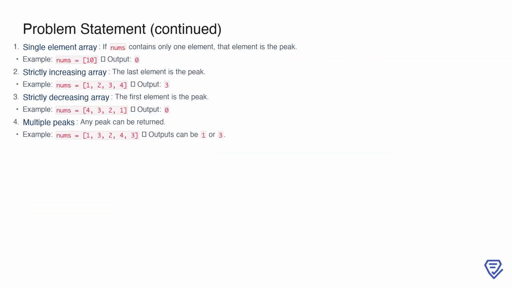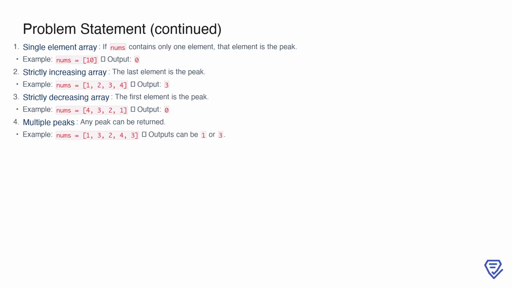There are a few edge cases to consider. First, if the array contains only a single element, that element is automatically a peak since there are no neighbors to compare it to. For example, in nums equals [10], the peak is at index 0. Next, in a strictly increasing array like nums equals [1, 2, 3, 4], the last element is the peak because it has no neighbors on the right and is greater than all preceding elements, so the output is 3.